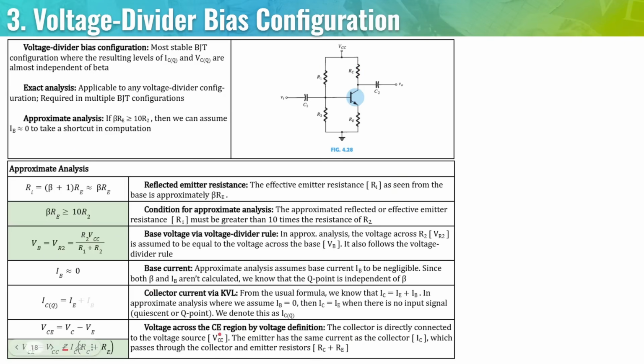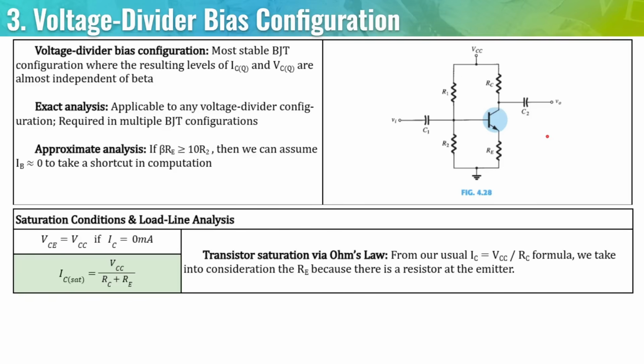Lastly, the voltage across the CE region is the same. It's going to be VCC, the source, minus the voltage drop across here and here. And it is almost the same as the saturation formula we are used to. Just remember that VCC over RC becomes RC plus RE. Remember, there is no beta plus 1 beside here because there is already an RC and we're not observing it from the base anyway.